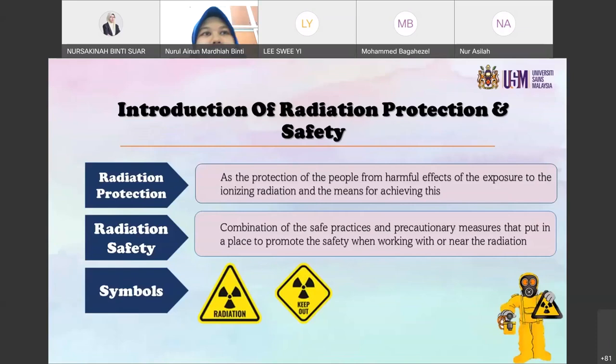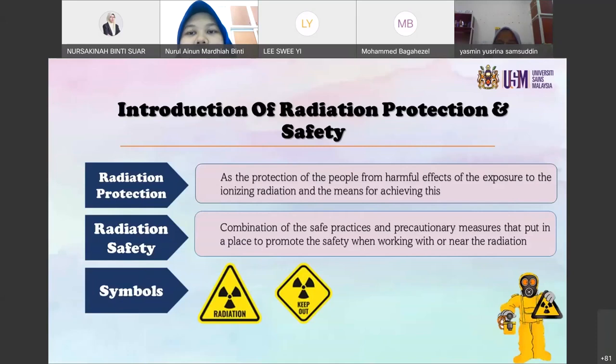Okay, first of all, after we already know about the sources of radiation used to cure disease, we must know about radiation protection and safety. In this topic, we can define radiation protection and radiation safety separately. Radiation protection is known as radiological protection, as defined by the IAEA. The IAEA is one of the organizations responsible for the nuclear field and promotes the safe, secure and peaceful use of nuclear technology. Back to the definition, radiation protection is the protection of people from the harmful effects of exposure to ionizing radiation and the means for achieving this. Basically, it is the protection of people from getting any hazard or effect, either physical or biological, due to the harm of radiation.